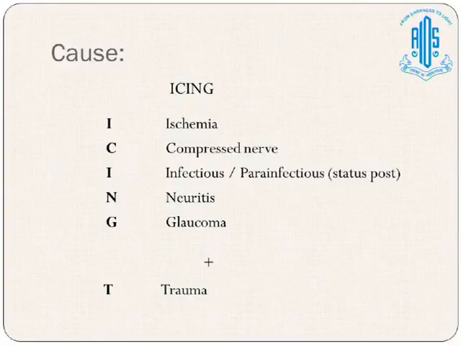And coming to the cause, it's always good that we have a mnemonic to keep in the back of our head. It's the icing. It's nothing but ischemia, compressed nerve, infectious or para-infectious, neuritis, glaucoma, and yes, trauma. Never forget trauma. You have traumatic optic neuropathy, which in the end will develop into an optic atrophy.